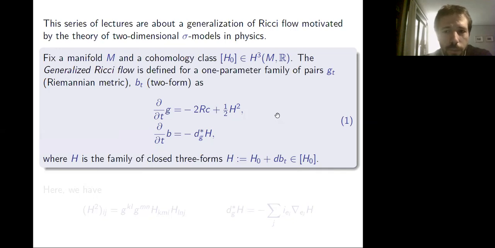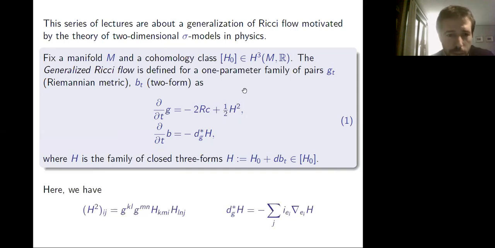Now you see the first summand on the right-hand side of the first equation is just the Ricci tensor for the metric varying in time. And now we add to this natural symmetric tensor another symmetric tensor given by one half of H squared. What is this? H squared is essentially the symmetric tensor that you hook out of 2 copies of H and contractions with the metric. So in coordinates, H squared ij is given by this expression here. Okay, so far so good.